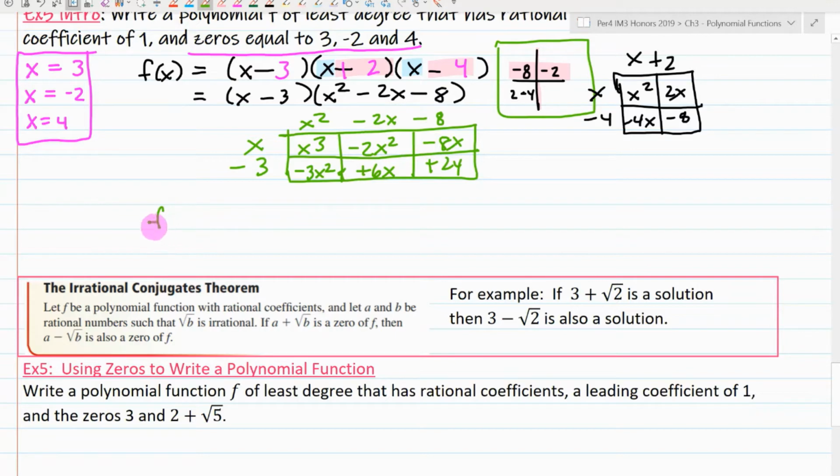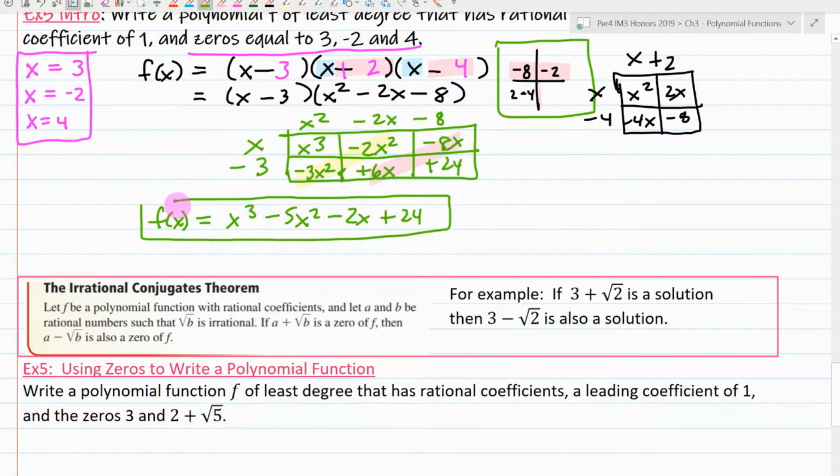So our f of x function will be x to the third minus 5x squared minus 2x plus 24.